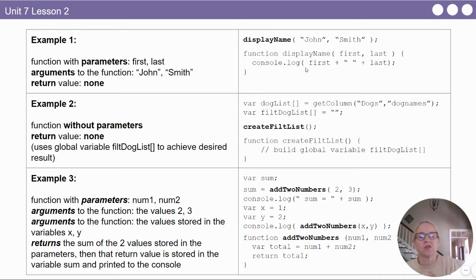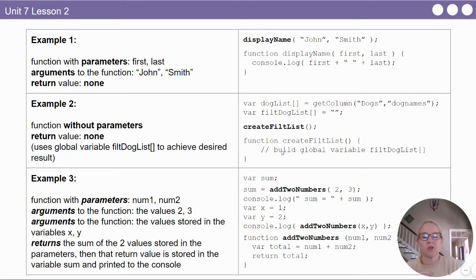And then inside the function, it's going to take those, concatenate them together and print them out. There is no return value in this function display name. Let's look at the second example. This is a function without parameters, and there's no return value. This is what you've done so far.